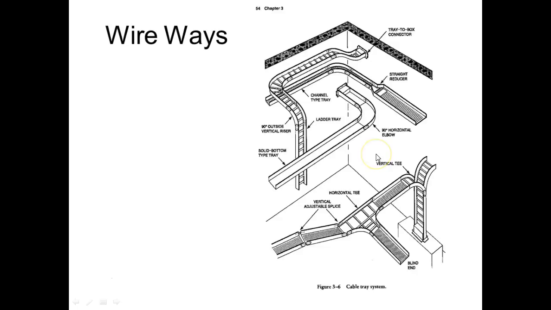Wireways and wire ducts. So we call these wireways. They're also called wire ducts and wire troughs. You hear people call them wiring troughs. Where do you usually see them? Up in the ceiling. You'll see them in industrial applications all over the place.